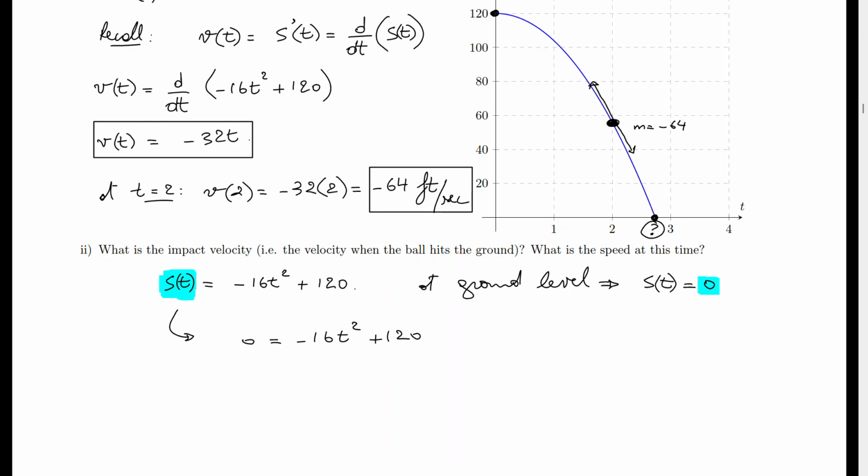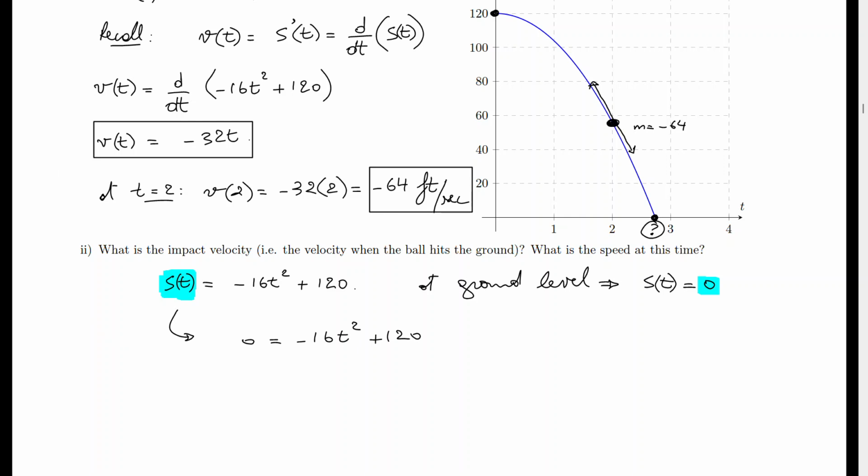So I'll be able to figure out what time my ball is hitting the ground, and once I have the time that the ball reaches the ground, I'll use that t and go back to the velocity equation, plug it in, and I'll be able to determine the velocity and therefore the speed. So it's kind of a double whammy here. We have to do two things to get to the solution that we want.